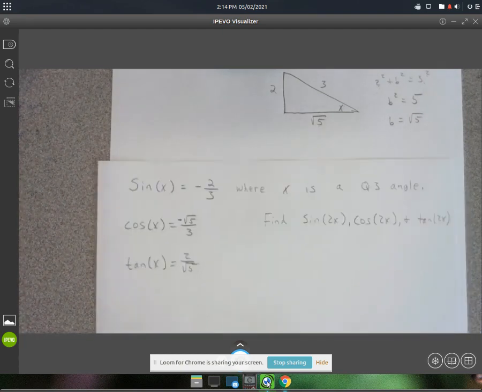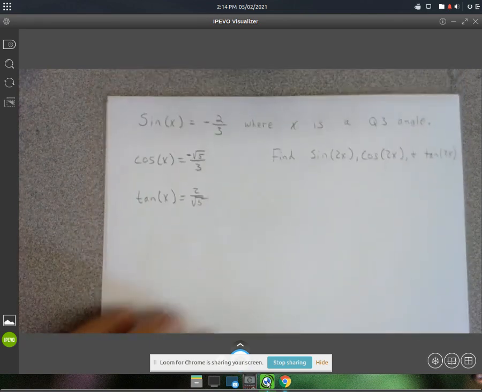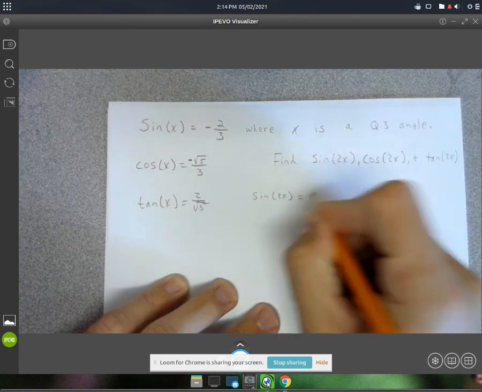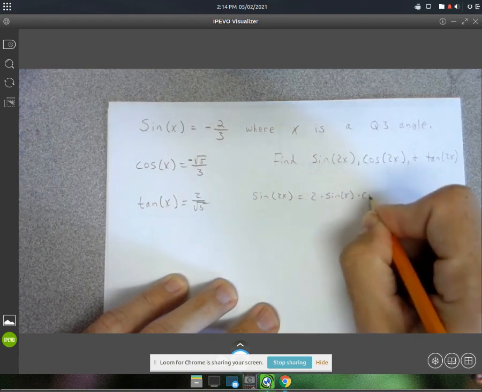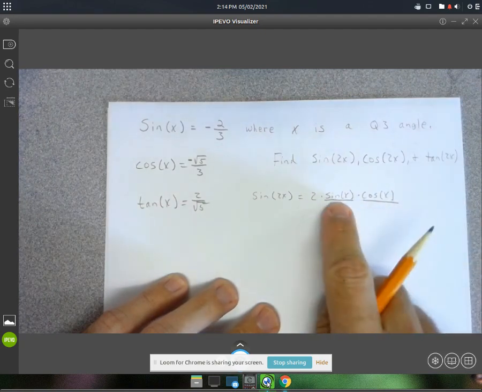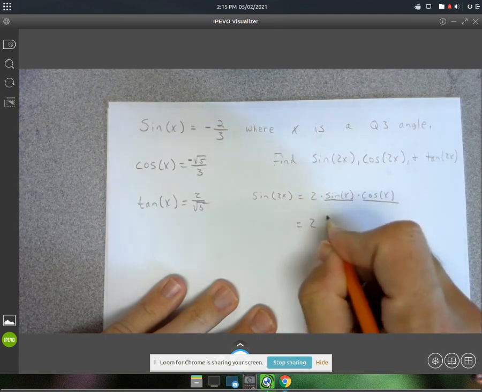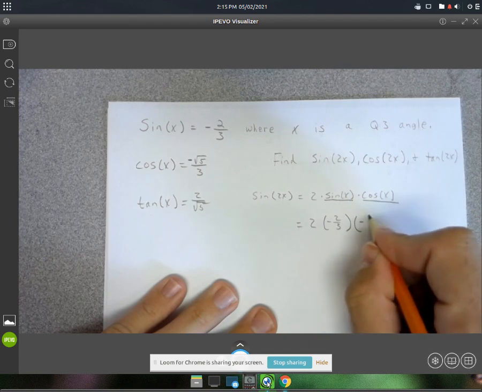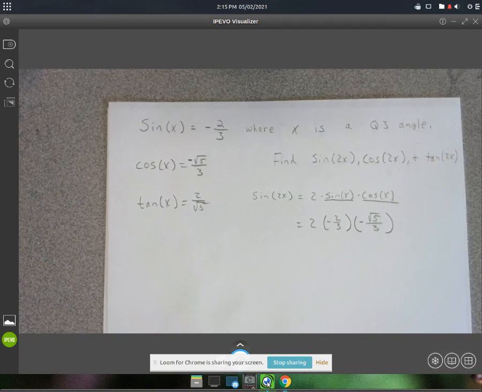All right, let's go ahead and find sine of 2x. So for sine of 2x, that's going to be 2 times sine of x times cosine of x. And then we're just going to make our little substitutions here. Sine of x is equal to negative 2/3, so it's 2 times negative 2/3. And then cosine of x was negative root 5 over 3. And you just multiply it all out and simplify it.